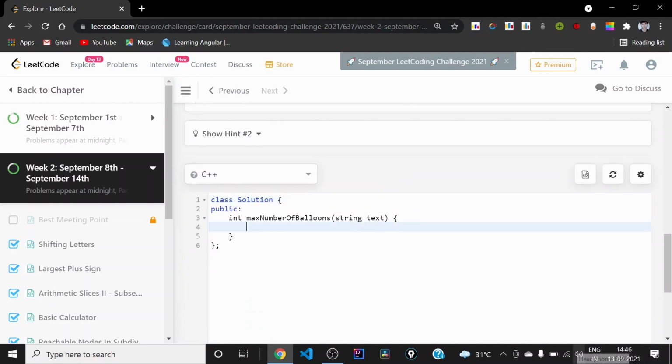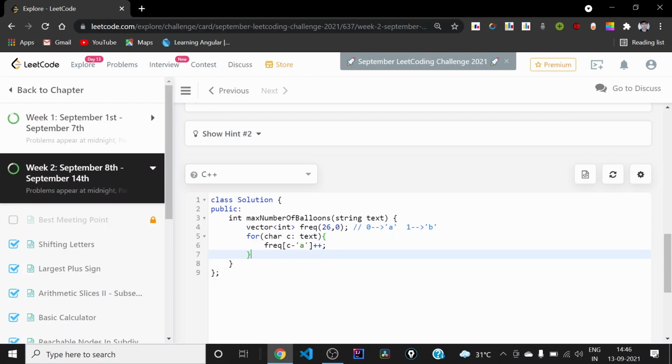For implementing, we will first calculate the frequency of each character. I'll be using a vector of size 26, and I will initialize it with 0. So index 0 will store the frequency of A, 1 will store the frequency of B, and so on. For finding the frequency, we will consider every character present in the text, and then we will do frequency[c - 'a']++.